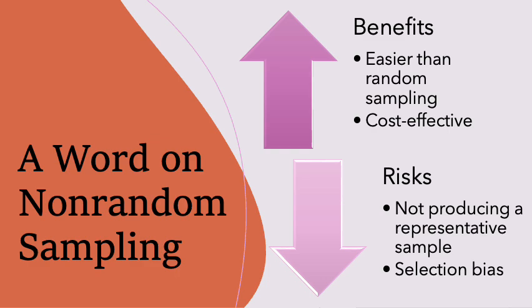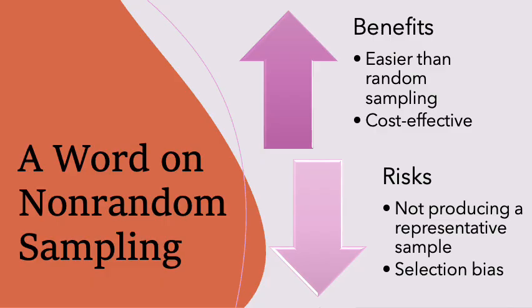Before we proceed, I want to pause to make a brief word about non-random sampling. Non-random sampling procedures are generally easier and more cost-effective to implement than random sampling procedures. Non-random sampling procedures are most likely the procedures that you will read about in the literature and the procedures that you will use when conducting evidence-based practice projects.